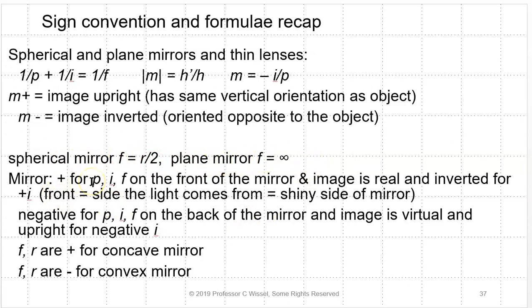The sign is positive for P, I, and F on the front of the mirror. That's the side the light comes from. And the image will be real and inverted for I positive. That's the front side, the side the light comes from. It is negative for P, I, and F on the back side of the mirror. And the image will be virtual and upright for negative I. F and R are positive for concave mirrors, and F and R are negative for convex mirrors.